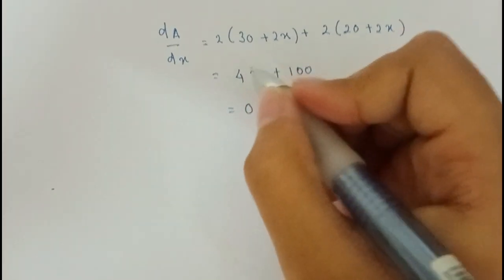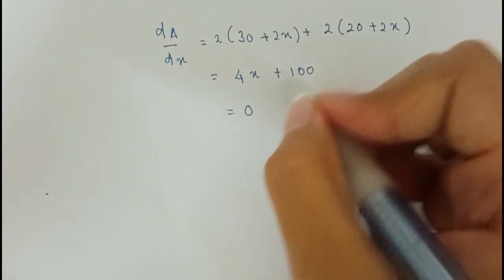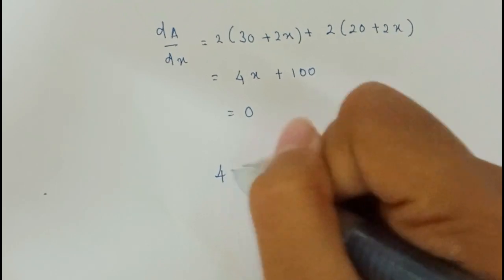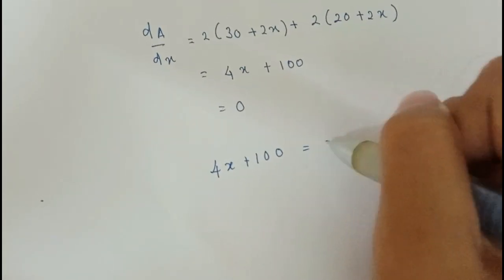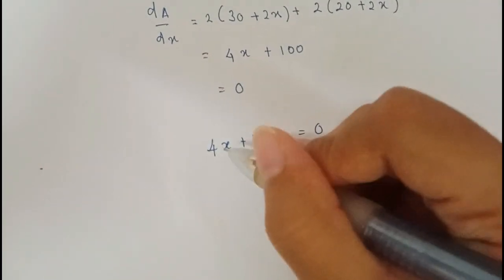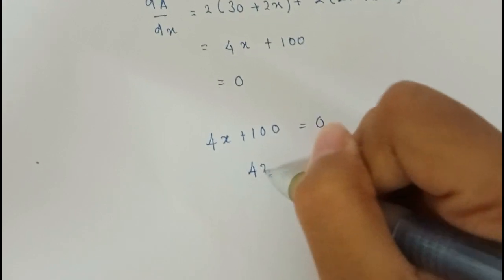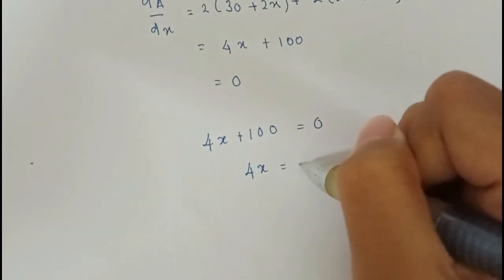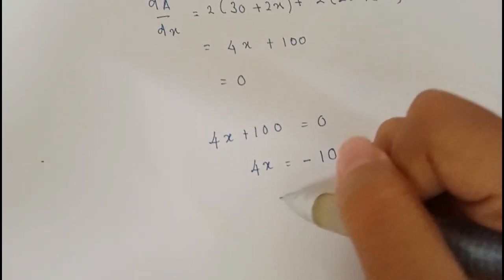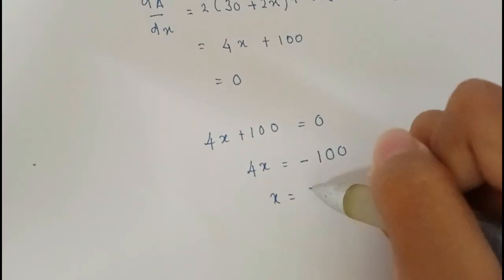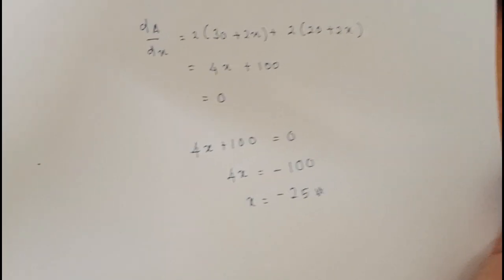So how do we solve this? This one equals 0, so we must find x. So 4x equals negative 100, and then x, we get negative 25. So that's it.